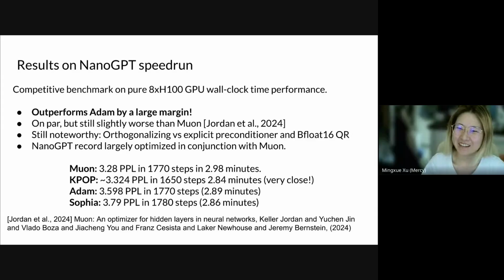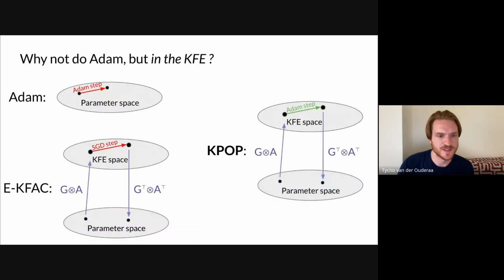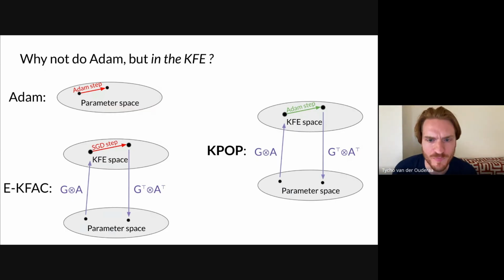Hello. Hi, Tycho and Matt. Thanks for your talk. I agree that you went too fast in your algorithm. There's a slide, the why not Adam in the KFE, with three diagrams. Could you go back to that slide? Yeah, this one. Could you explain more about this diagram? It looks very fascinating, but I'm not quite sure about its meaning. Right. Basically, the dot. Do you see my cursor?